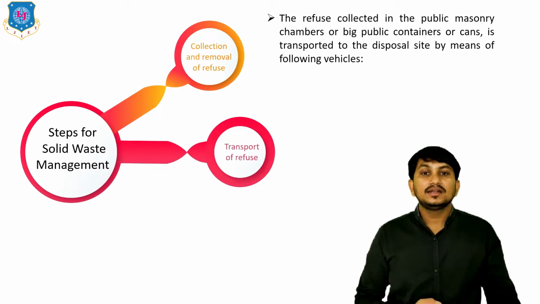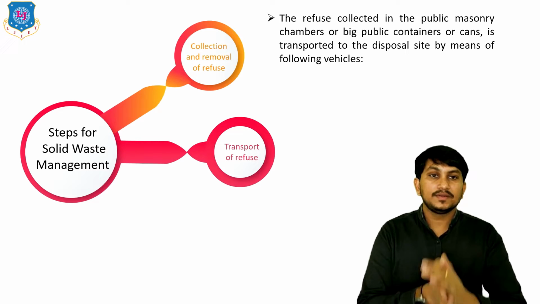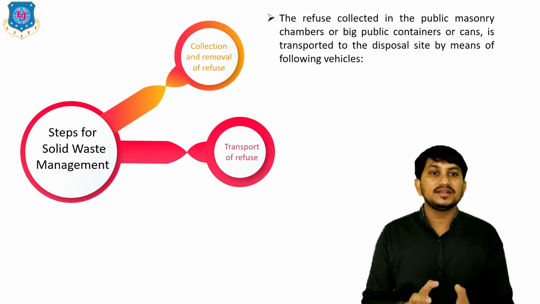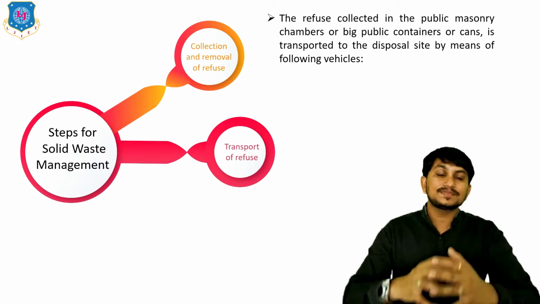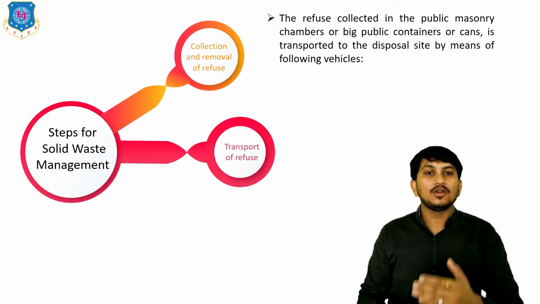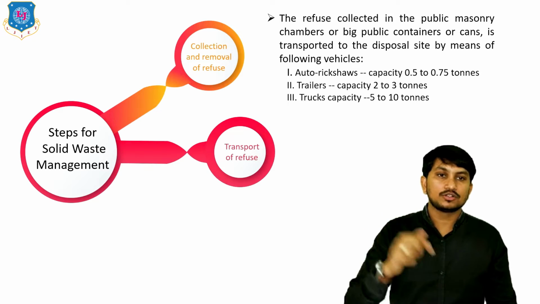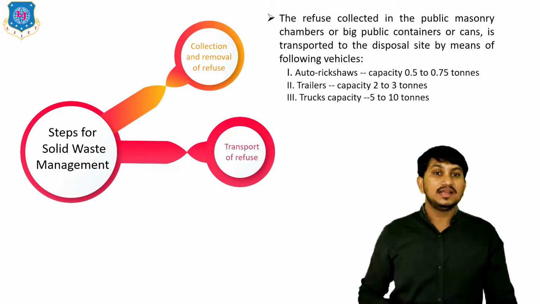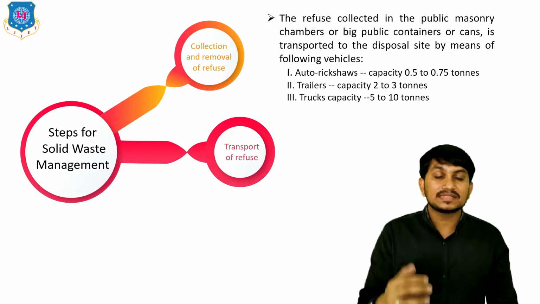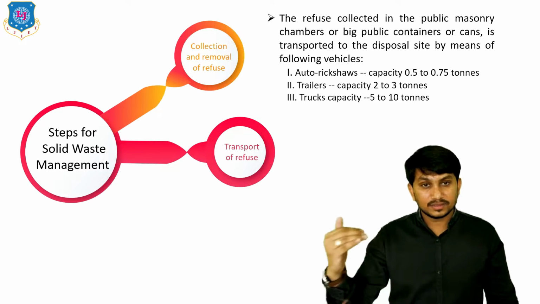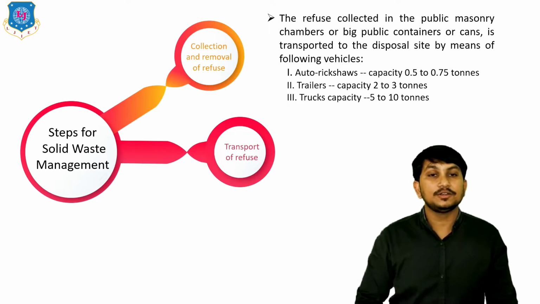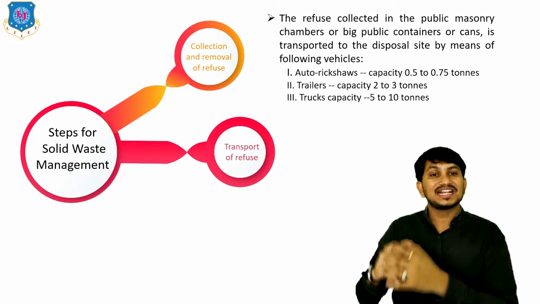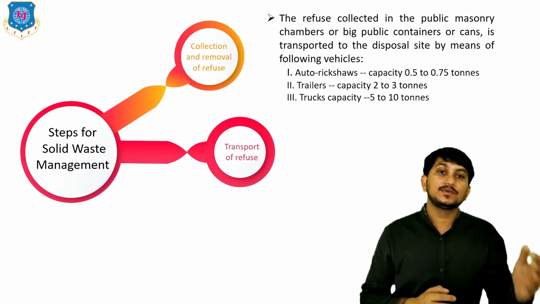Second is transportation of this refuse. The refuse collected in the public masonry chambers or big public containers or cans is transported to the disposal site by means of following vehicles. First is auto rickshaw having capacity of 0.5 to 0.75 tons. Second is trailer having capacity of 2 to 3 tons. And the third is trucks having capacity of 5 to 10 tons. Usually in various cities, trucks are used for transportation of various refuse to the disposal site.